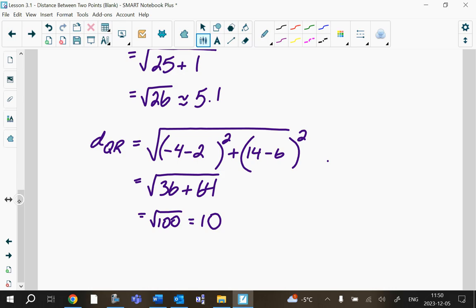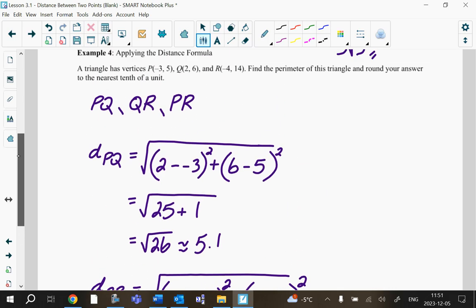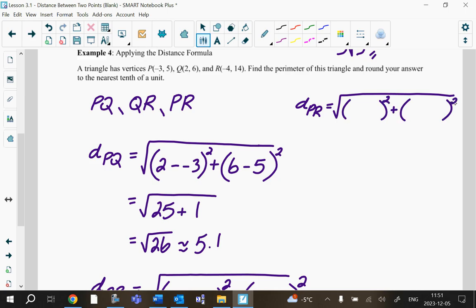And finally, P to R. I'll just do it over here. A big long square root, two sets of parentheses, with a plus in between, squared. So P to R is going to give me -4 subtract -3, which means it's going to actually work out to plus. And then PR is going to be 14 minus 5 for the y's. So -4 plus 3 is -1, all squared is +1. Plus 14 minus 5 is 9, squared is 81. That gives me the square root of 82, which means I've got to use my calculator. And I should get 9.1.